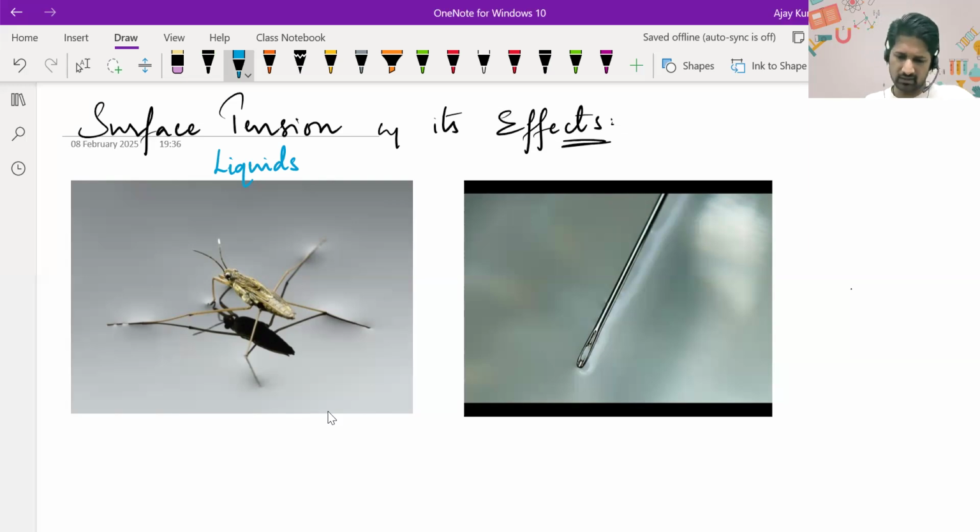Now, as you can see from these pictures, look at the first one where the insect is standing on the surface of the liquid. You can see these depressions on the surface of the liquid wherever its weight is getting supported. Now, what do they look like? It feels as if the insect is sitting or standing on a membrane, like a sheet. So that's the idea behind surface tension.